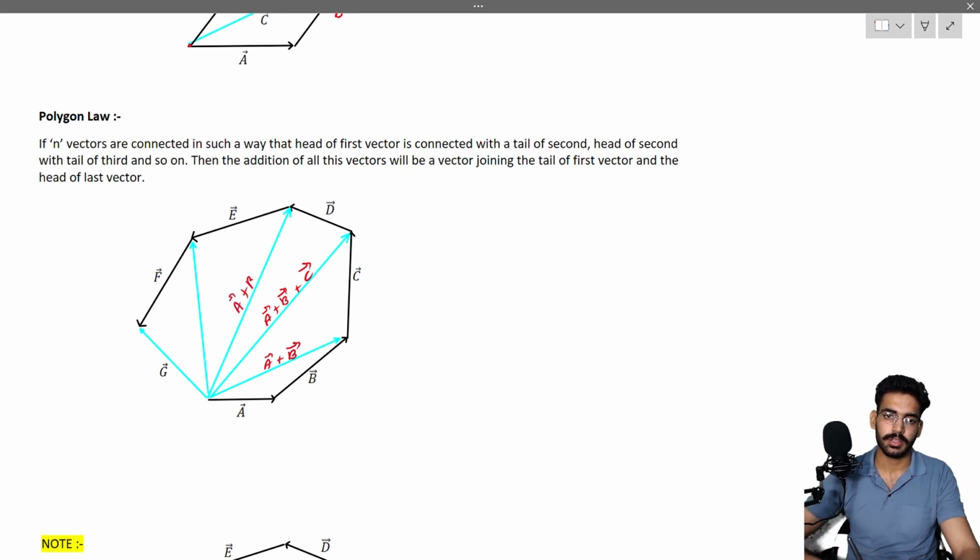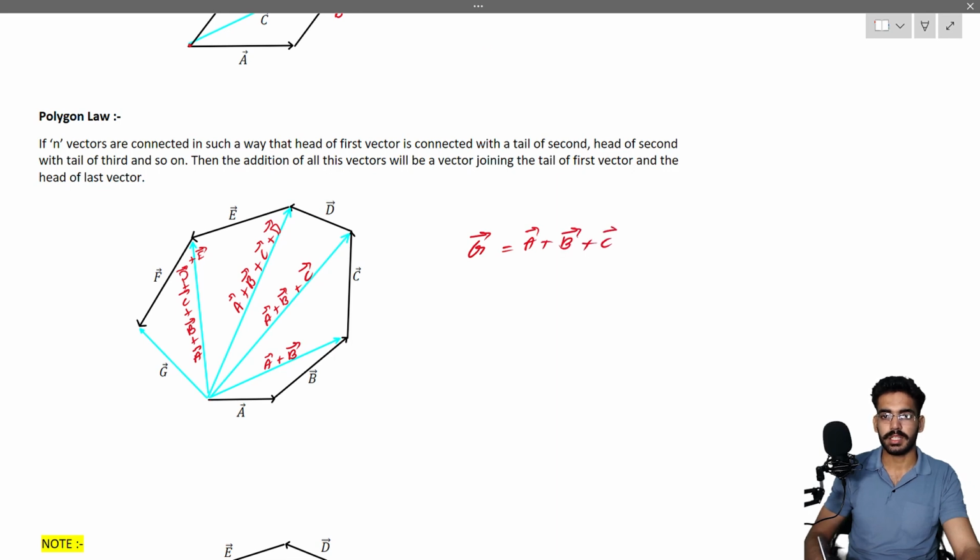This will be your a plus b plus c plus d, right? And then c vector plus d vector plus e vector, and this is your g. So what will the g vector be? Going this way or going like this is the same thing, right? So g vector is equal to a vector plus b vector plus c vector plus d vector plus e vector plus f vector. This is your polygon law, basically applying the triangular law multiple times.